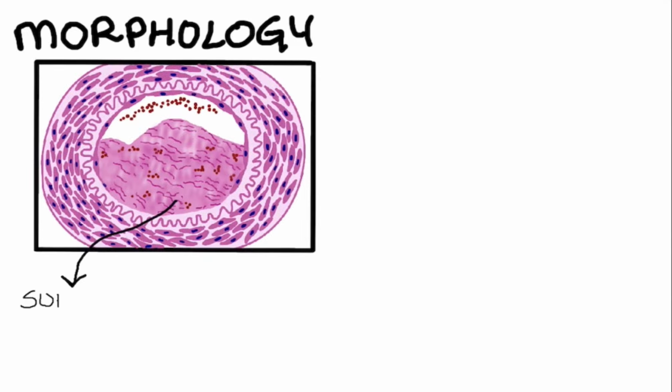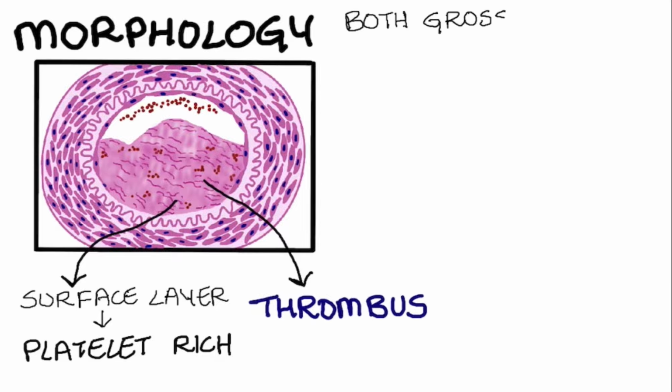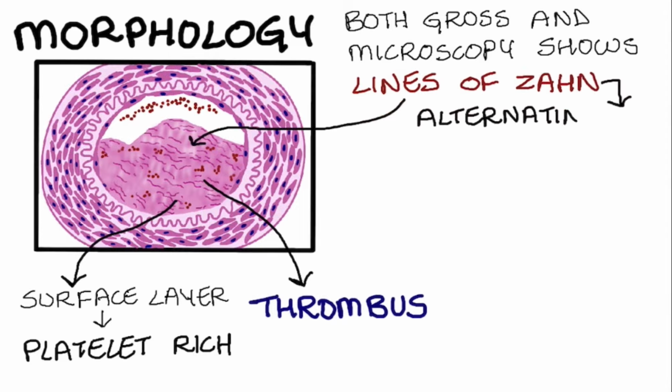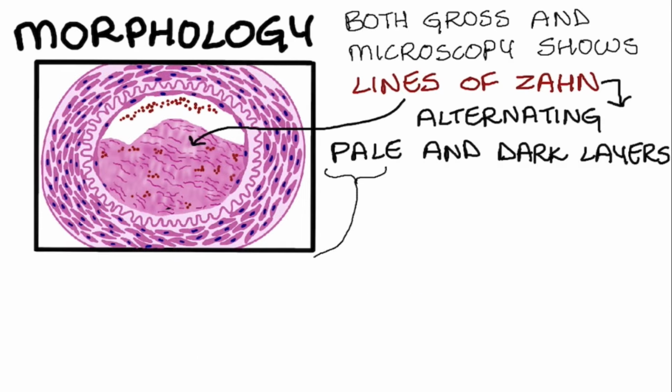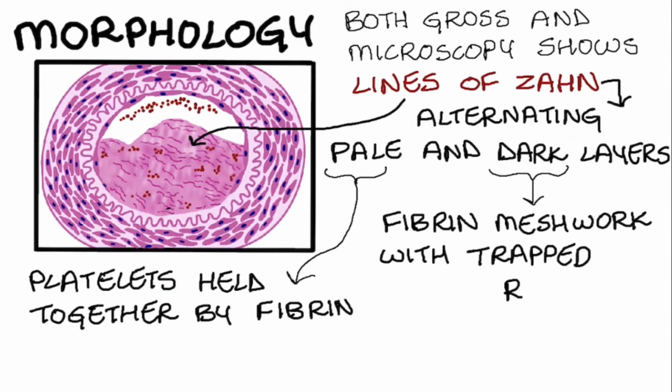If we look at the morphology of the thrombus, the first or the surface layer, which is attached to the endothelium, is platelet-rich. On top of the platelet layer, fibrin meshwork forms lamellae that trap RBCs, creating a firm thrombus structure. Both the gross and microscopy of the thrombus shows lines of Zahn. These are alternating pale and dark laminations or layers. The pale area is due to the platelets that are held together by the fibrin, and the dark area is the fibrin meshwork with trapped RBCs.